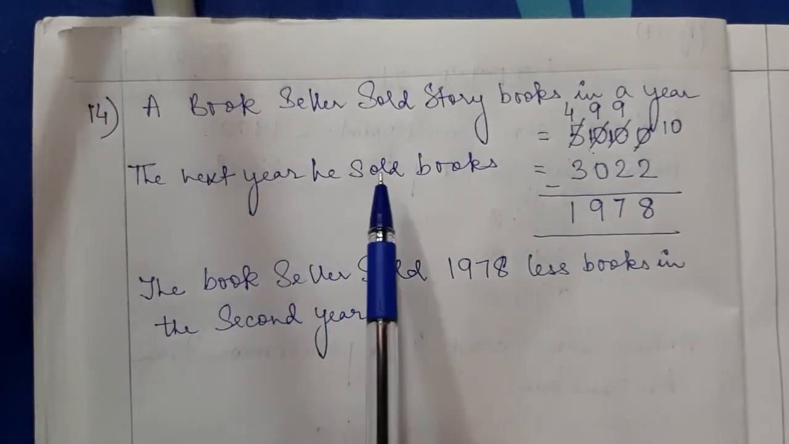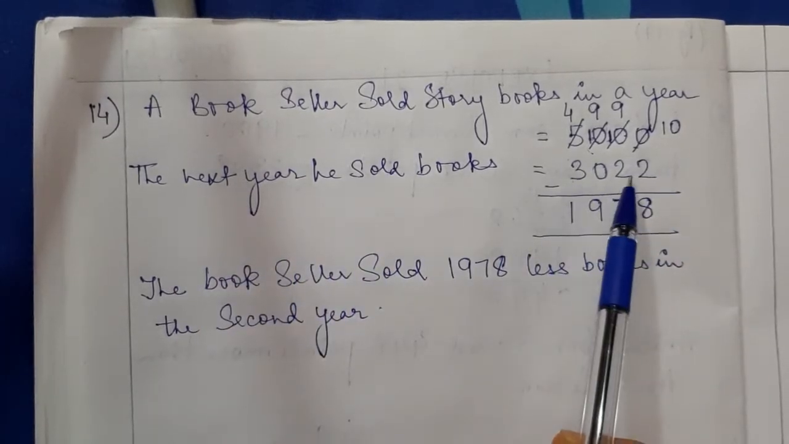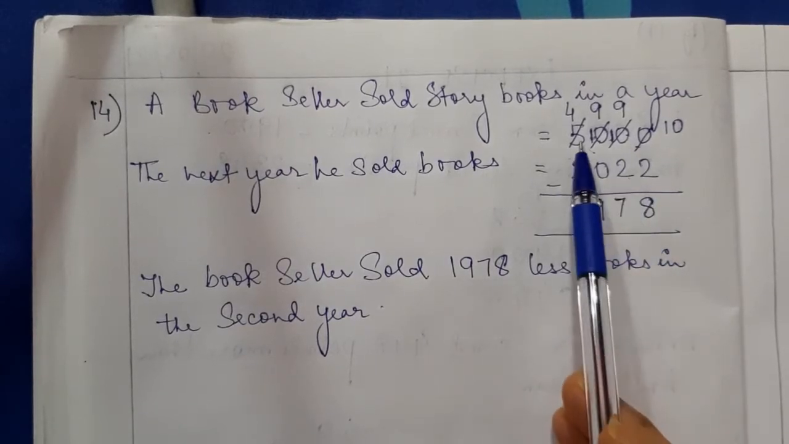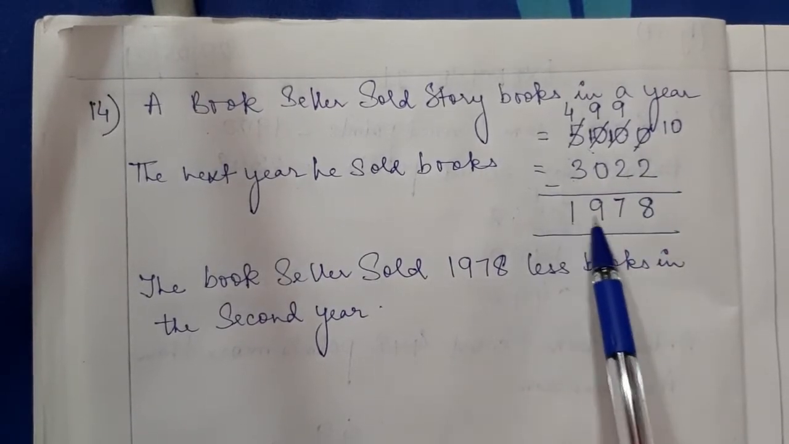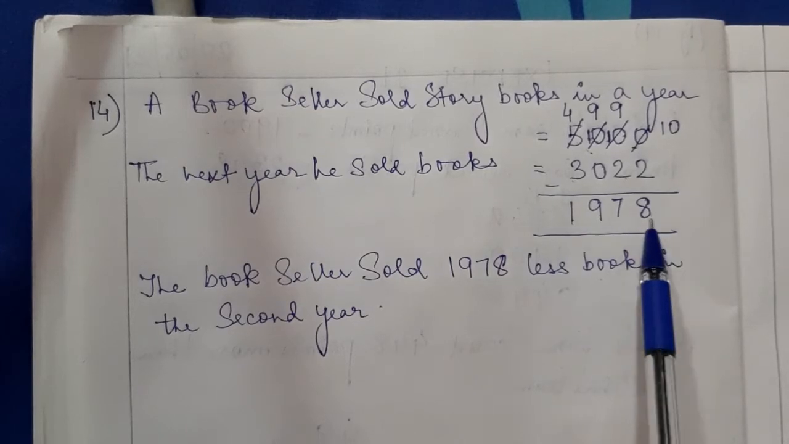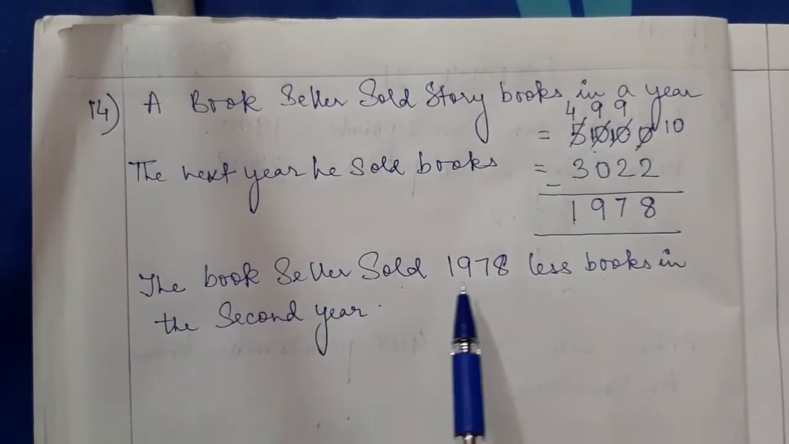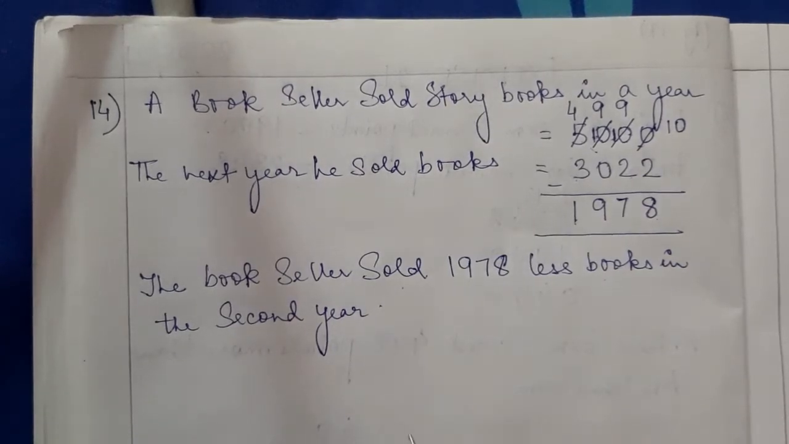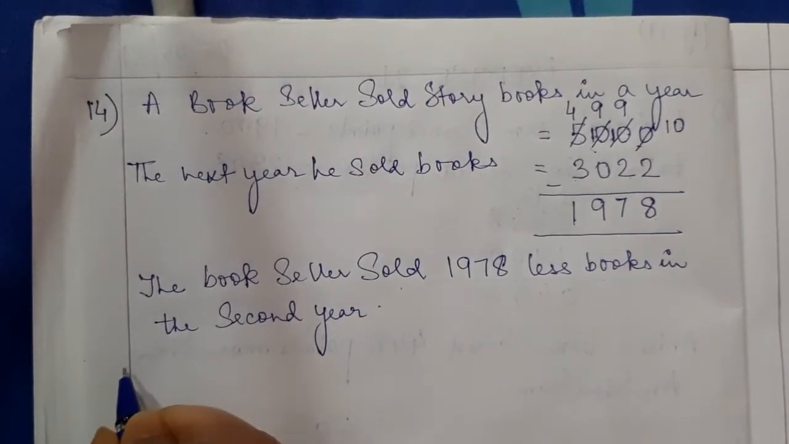So the bookseller sold in a year 5,000. In the next year he sold books 3,022. We subtracted 3,022 from 5,000. We got 1,978. So the bookseller sold this many less books in the second year. All right. Now let's move on to the second question.